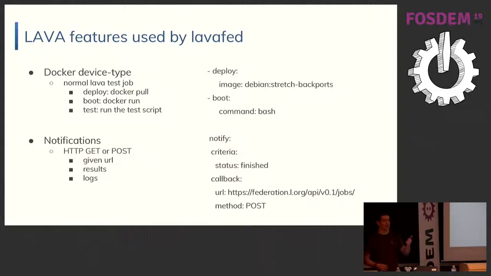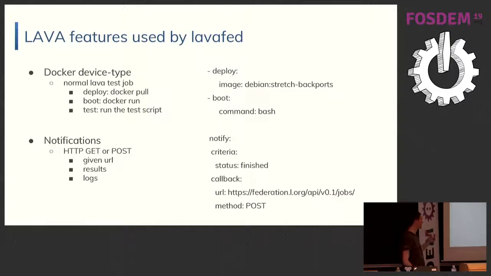The first thing is that we have a lot of different device types in Lava, and we have one specific device type, which is Docker. We can just create a job definition in which we'll restart a Docker container on the dispatcher itself. It allows us to do some testing quite easily. So instead of connecting to a Raspberry Pi serial connection, we'll just run Docker run and take the output of Docker run and just type commands in the shell that we get.